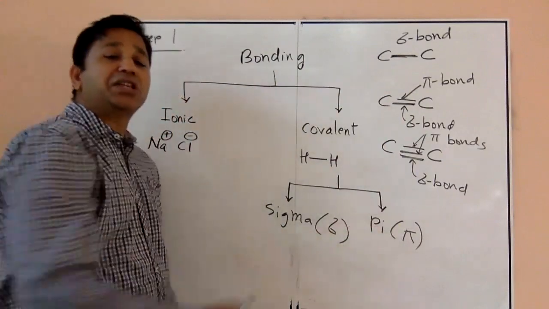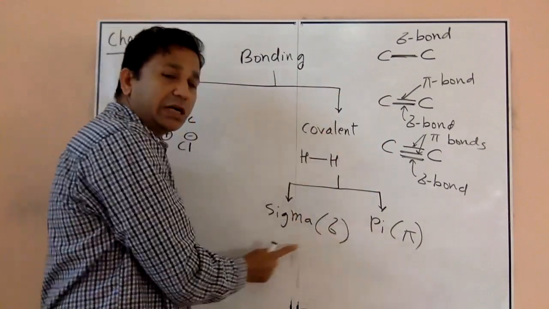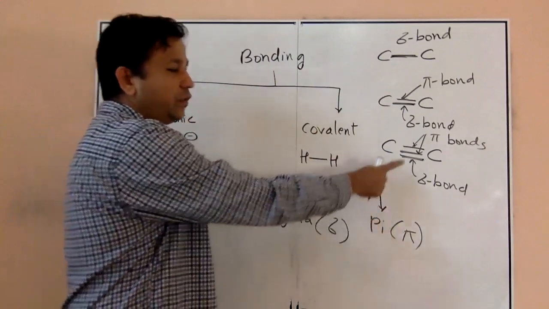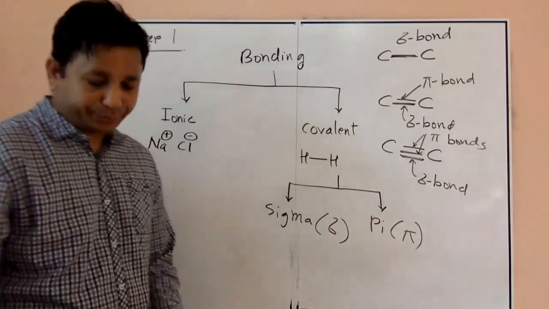Again, they are formed by sharing electrons, so they are covalent bonds, but they can be further divided into sigma and pi. First bond is sigma, all the multiples are pi bonds.